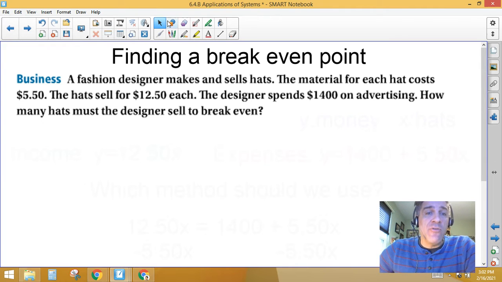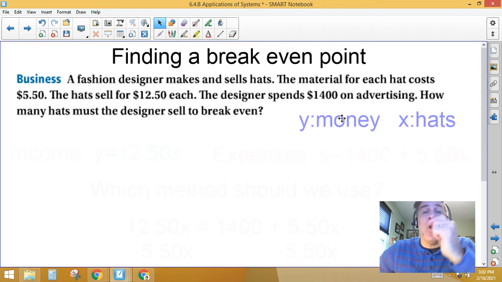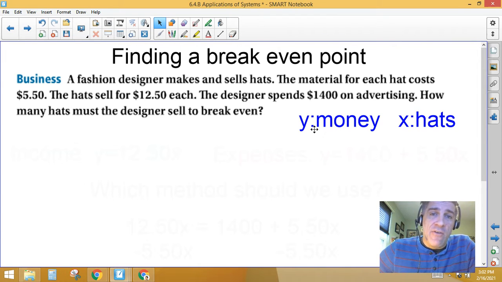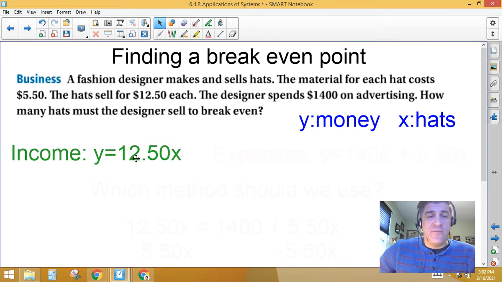All right. So we're going to need to create a system for this. We need two different equations. And what we always want to do is define our variables, saying my y is going to equal this and my x is going to equal that. So in this case, y is going to be my total amount of money and x will be my total number of hats. I'm going to give you the equation for income. The income is y equals 12.50x. The total money they make is 12.50 times the number of hats. That's the only income that this designer gets.